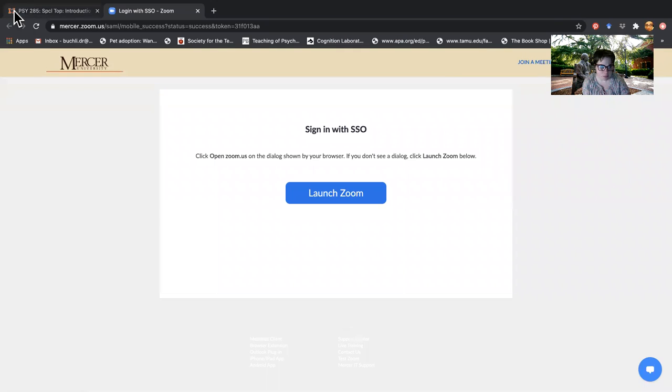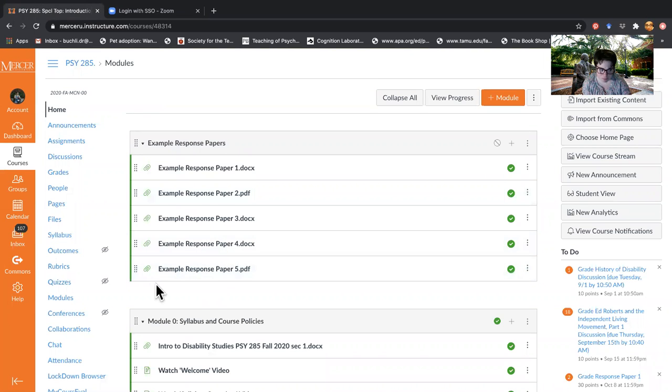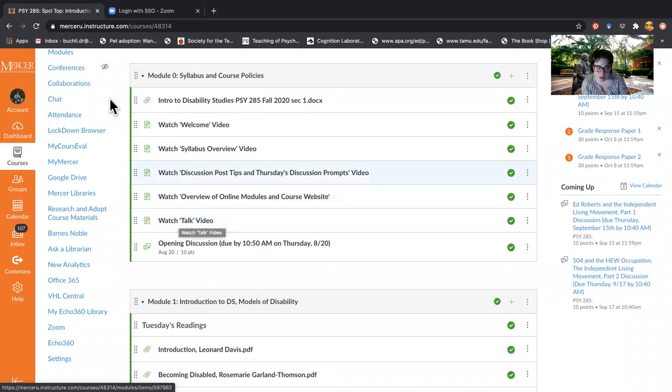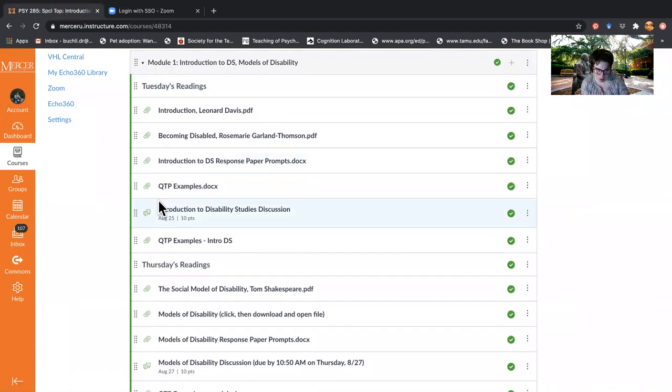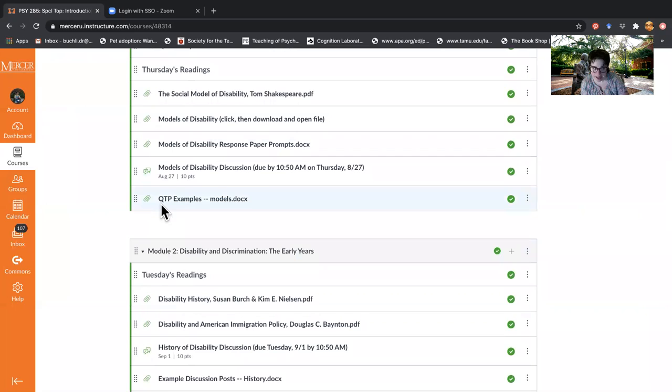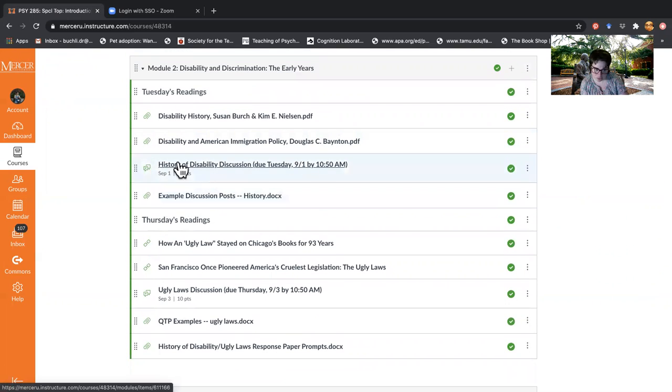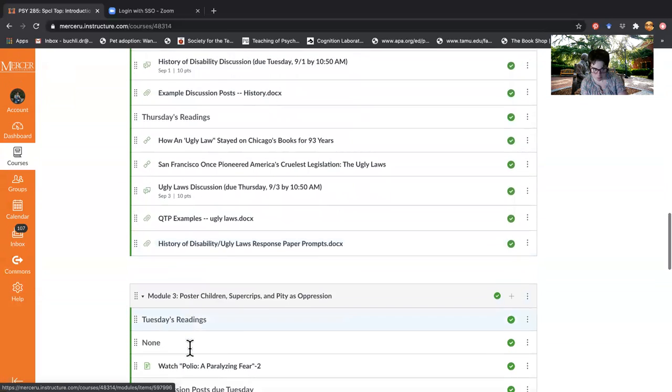Okay, so I'm going to move over here to our Canvas page, and you'll see a couple of things. So here's our typical module structure, right? I'm going to scroll down a little bit to our first module with readings. The assigned readings for that particular Tuesday were the introduction chapter and the becoming disabled chapter, okay? And directly underneath it, I have introduction to disability studies, which was the name of the module, response paper prompts, okay? And for every reading that we had, there were response paper prompts, models of disability response paper prompts, right? So in every module, you'll see at least one document, usually 2, that has available response paper prompts.